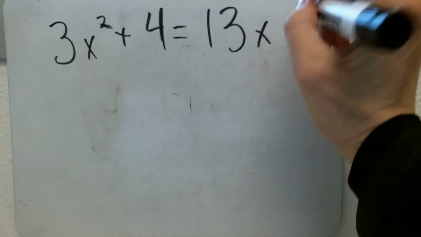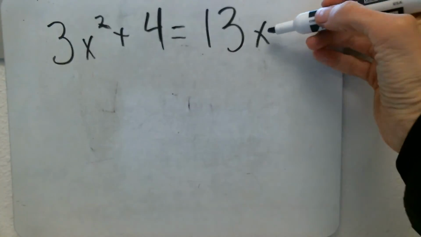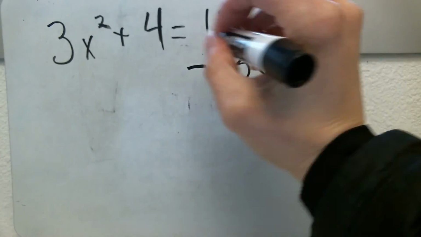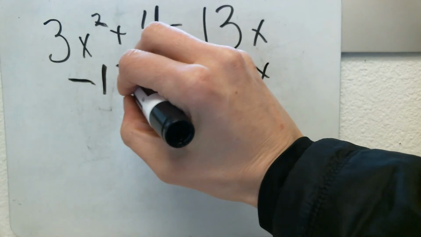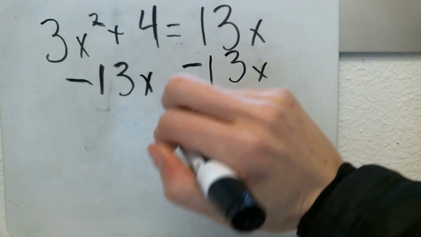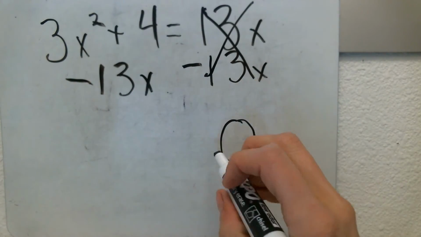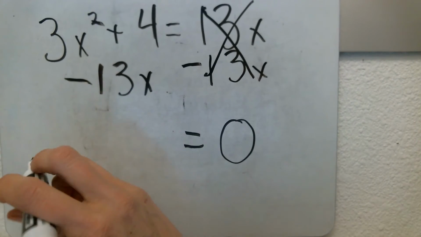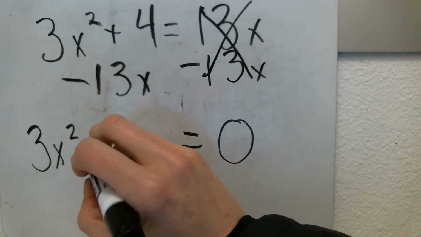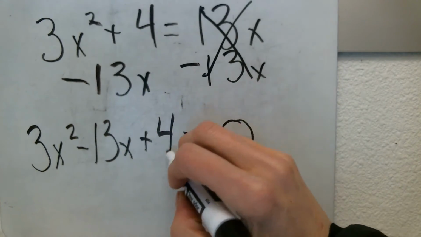So what we can do is move this 13x to the other side. If you remember, by taking the opposite of 13, negative 13x, we can move the 13 to the other side. Okay. So we did the same thing to each side. This side cancels out and is left with a 0. And over on the left-hand side, we have 3x squared minus 13x plus 4.